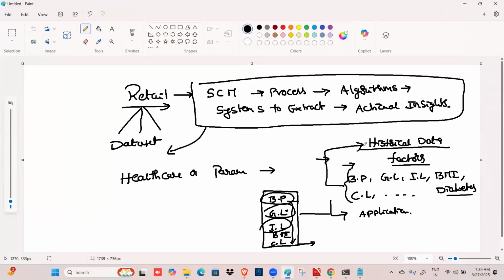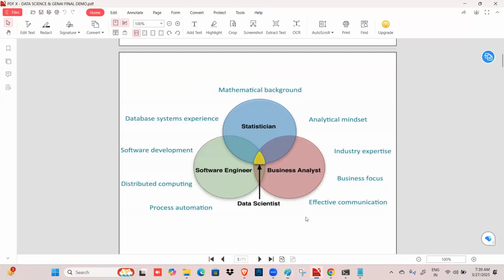We are not asking any algorithm anything; we are just entering the details and it is giving the results. That kind of automation technique we are going to design. And distributed computing plays an important role. Why? Because we are not going to work on a small amount of data; we are going to work on a huge amount of data.